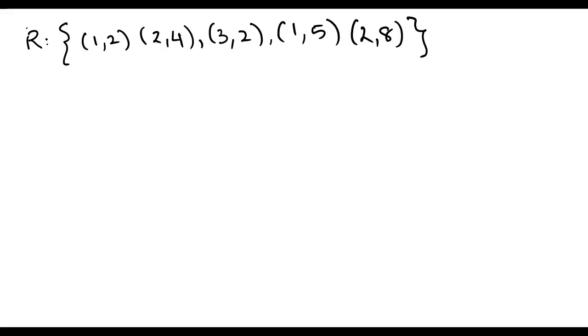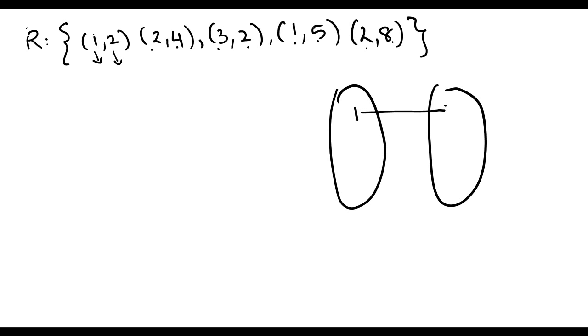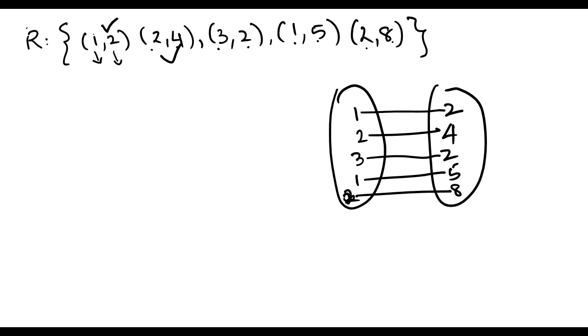So for example, if you have a relation like this, I told you relation is always written as ordered pairs, which means the first number comes from the domain and the second number comes from the range. So 1 is related to 2, 2 is related to 4, 3 is related to 2, 1 is related to 5, and 2 to 8. If you make two sets, 1 is related to 2 from the first pair, 2 is related to 4 from the second pair, 3 goes to 2, 1 goes to 5, and again 2 goes to 8. Fine. So this is domain and this is range.